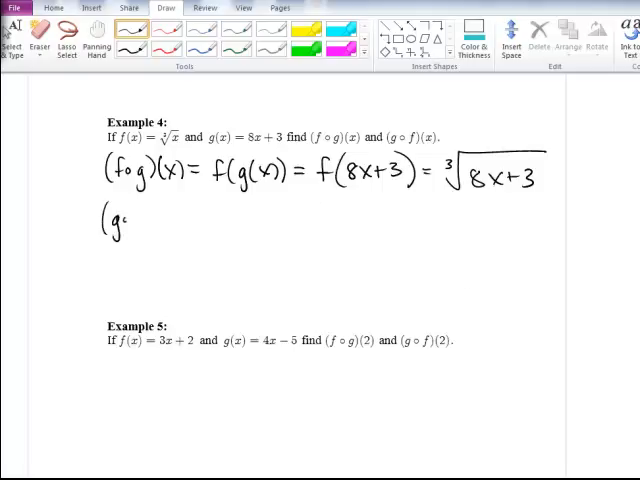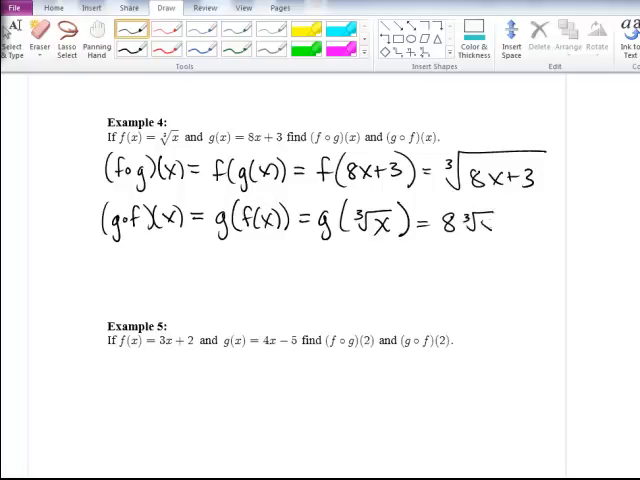All right, g circle f would be in nested form g of f of x. So leave the g alone and replace f of x with its pattern or rule, cube root of x, and now take cube root of x as the input for g. So now we're going to have 8 times the cube root of x plus 3 instead. So it looks a little bit different.